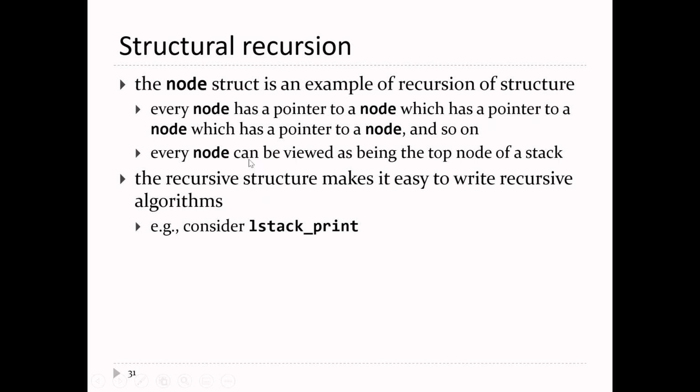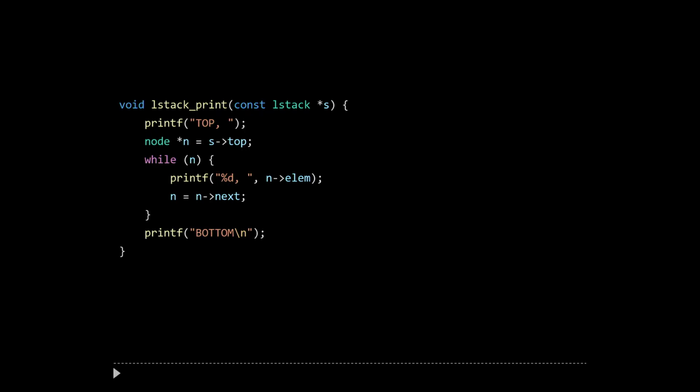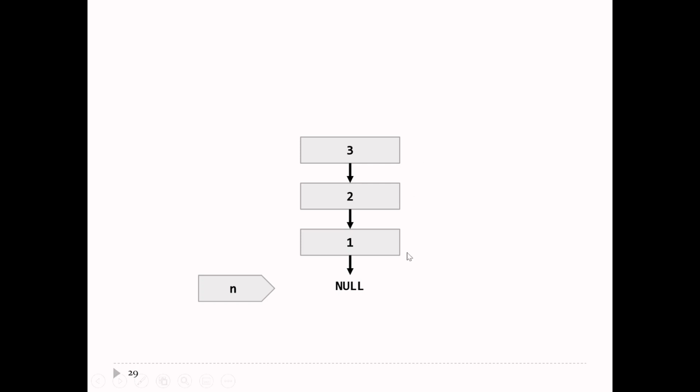Another way to look at this is that you can think of any node in a stack as being the top node of some other stack. So here we've got 3 nodes in our stack. The 3, that's the top node. But if you look at the 2, that 2 is the top node of the stack of size 2. And that 1, that's the top node of a stack of size 1. So in other words, every time you move down a node in the stack, you can view that next node as being the top of a stack that's 1 smaller than the previous stack.